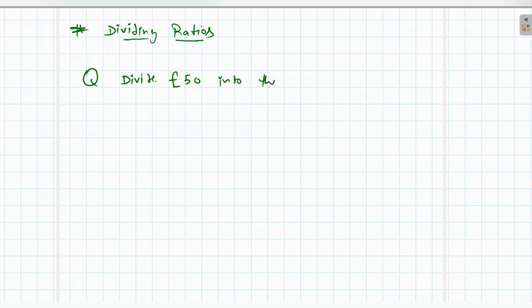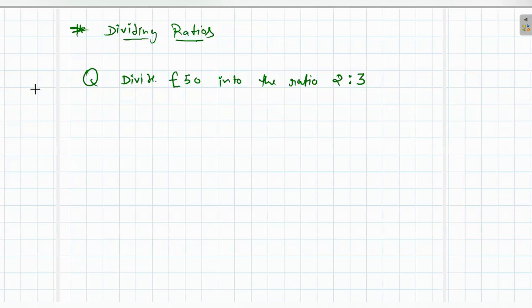If we have to divide something in a ratio, how are we going to do that? So the very easy question that we will start with is, let's say, divide 50 into the ratio 2:3. How do you do that?